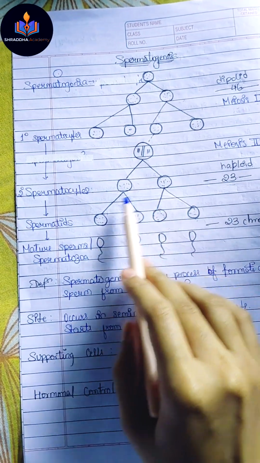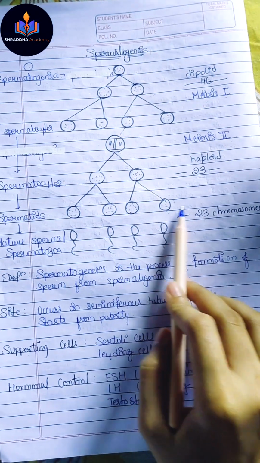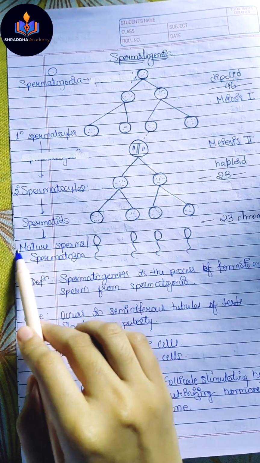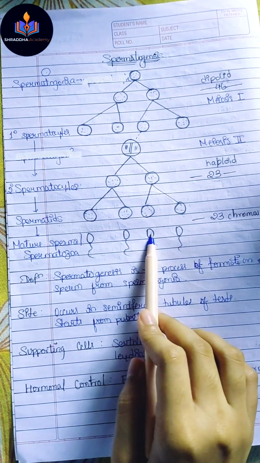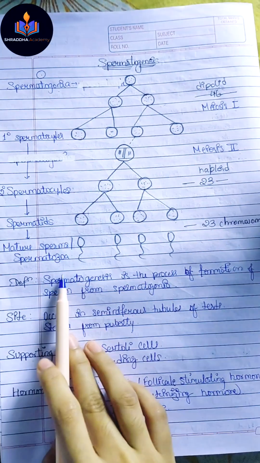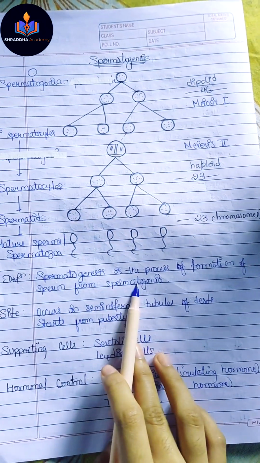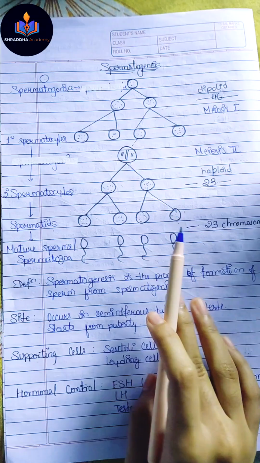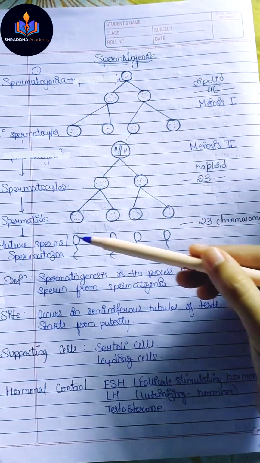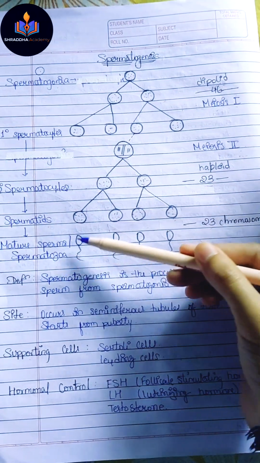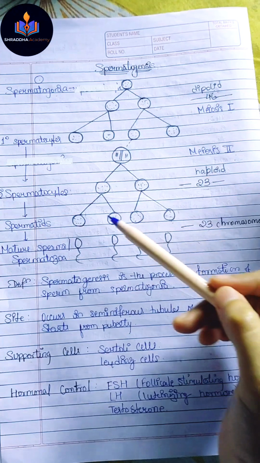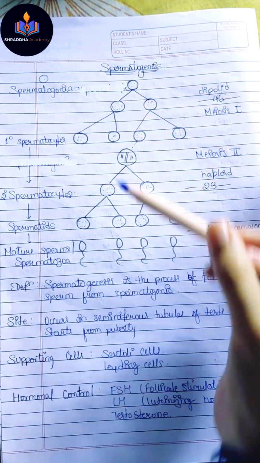Okay, then after this spermatids will occur. In spermatids you can see 23 chromosomes will be present. Okay, so this will become mature sperms, which are known as spermatozoa. So the definition of spermatogenesis is the process of formation of the sperm from the spermatogonia. See, simple. Spermatogenesis is the process of formation of sperm. From where? From spermatogonia.